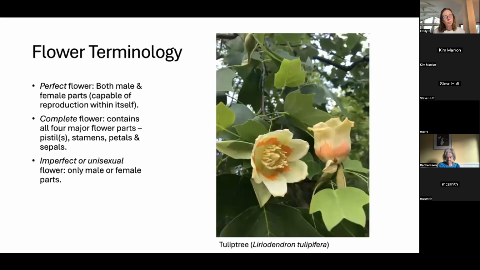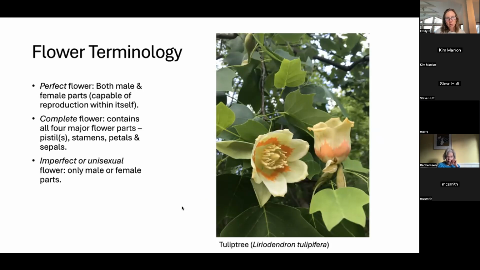And here we go with flower terminology. So I have a tulip tree flower here on this picture, and this is a perfect flower because it has both male and female parts. So you can see these are the anthers around here. And in the center here, we're going to have the compound pistil. This is also considered a complete flower because it has sepals on the outside, petals going around, and then we have male and female parts. So this is also a complete flower.